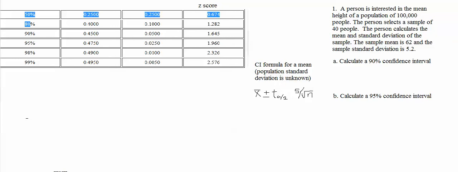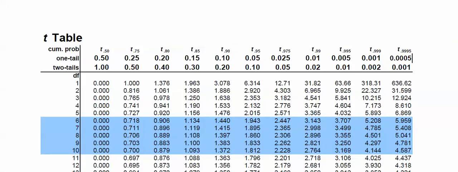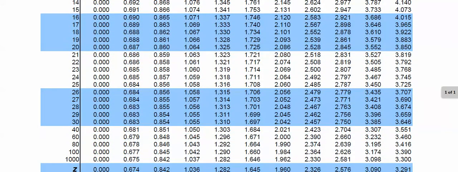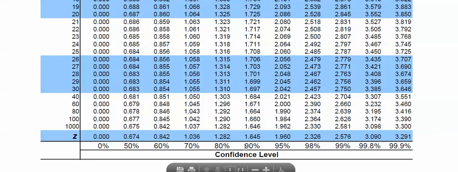So now, instead of having a z-table, you have to have something called a t-table, and I'll get that for us. Here we have the t-table. What we need to do is go to the right column for the confidence interval that we're creating. I said we're creating a 90% confidence interval, so we would go down here to the bottom and look at where it says 90%. This is the type of confidence interval that we're creating.